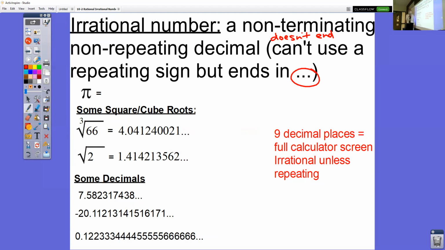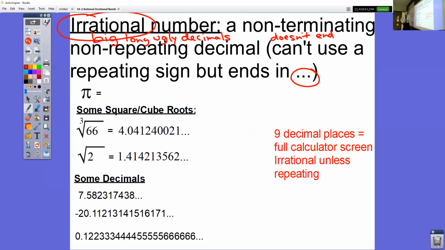The way that I like to think about these irrational numbers are the big, long, ugly decimals. They're the big, long, ugly decimals that fill up the whole entire screen. You can't use a repeating sign. They don't stop. Those are the ones that are irrational. The most famous irrational number, and this is very, very important for next year when you're in 9th grade in algebra, is pi. Pi is the most famous irrational number.